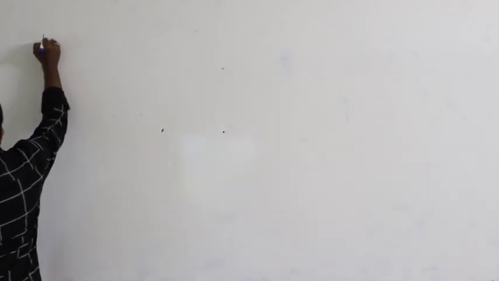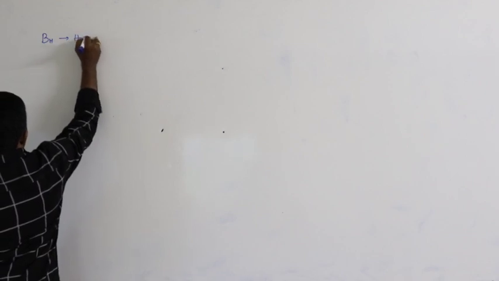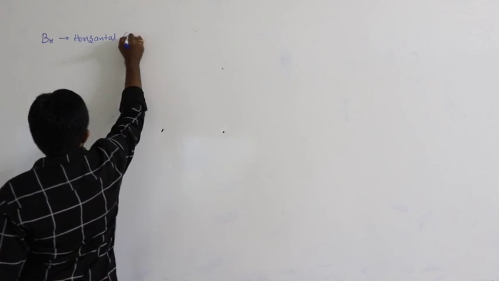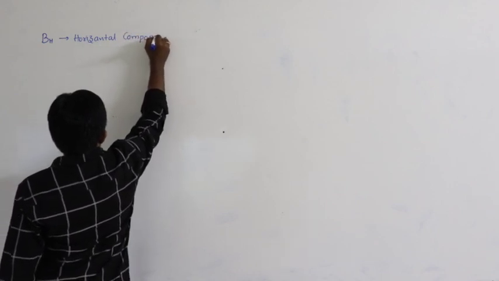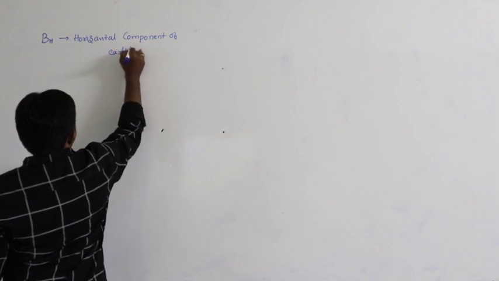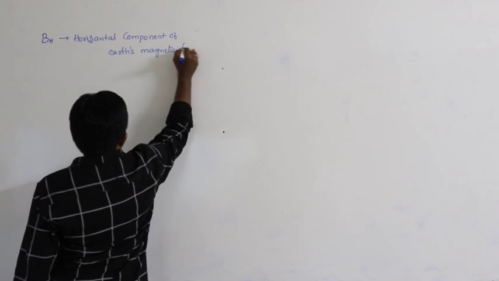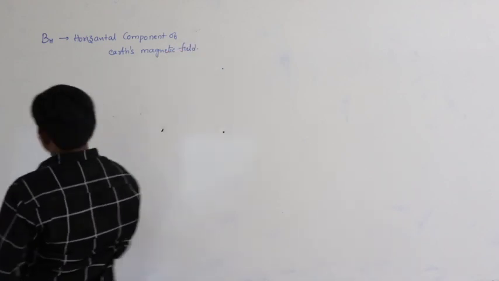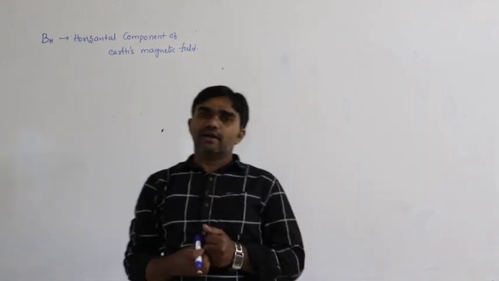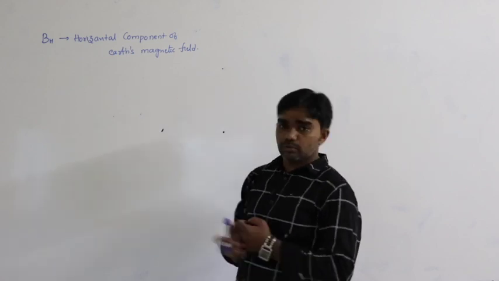That is denoted with BH, BH in the sense horizontal component of Earth's magnetic field. Based on this, we can discuss terrestrial magnetism, that means magnetic properties of Earth. In that concept we can discuss this clearly.